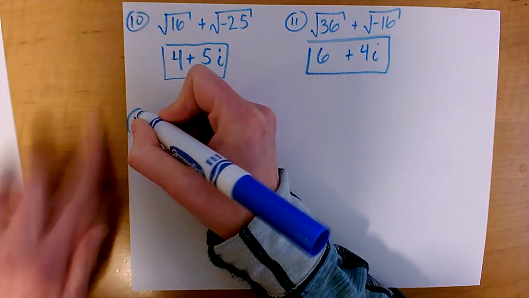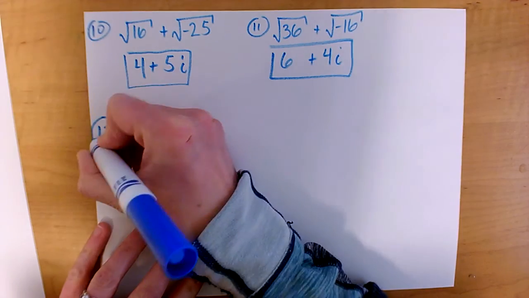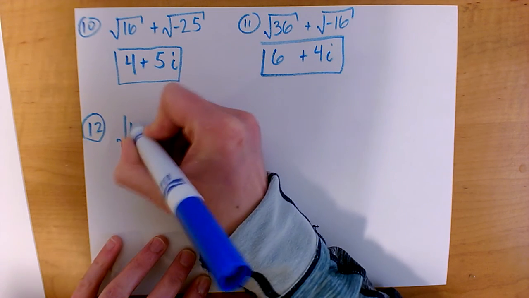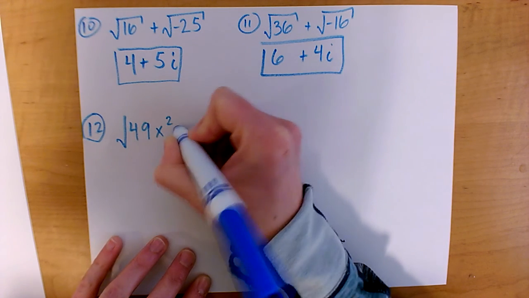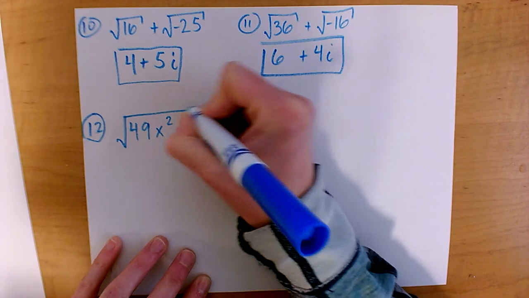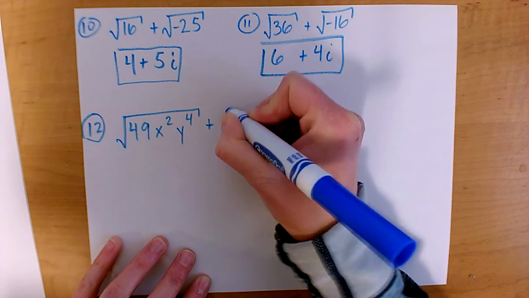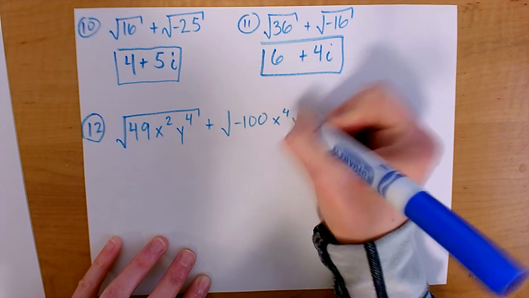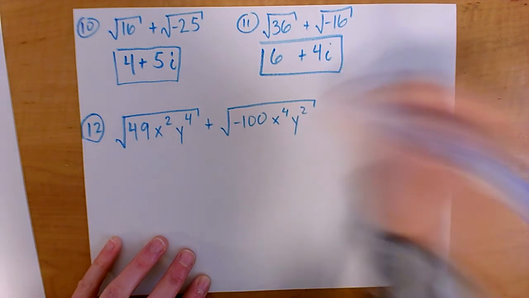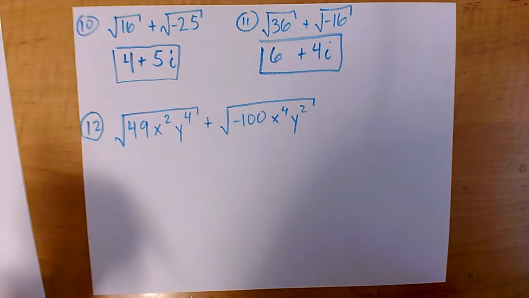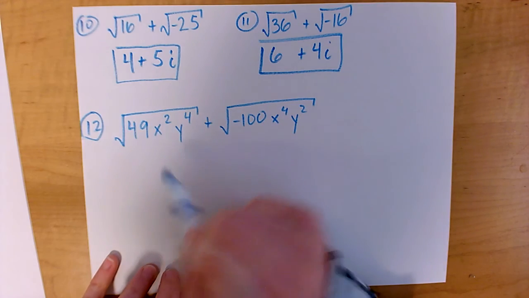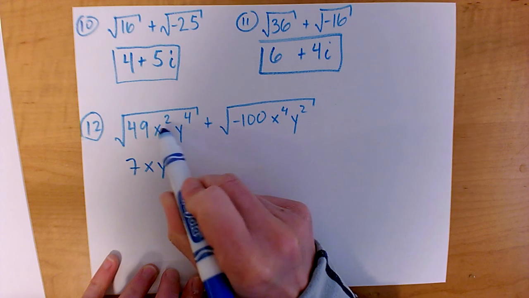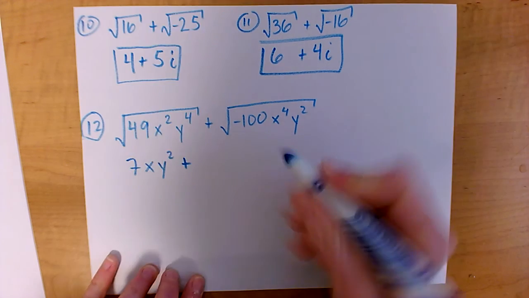And the last problem, number 12. So for number 12, we're going to have the square root of 49x squared y to the 4th plus square root of negative 100 x to the 4th y squared. Okay, so everything here is a perfect square, so we can just roll right through this. So for this first radical, we'll have 7xy squared, so I just divided all of those exponents by 2.